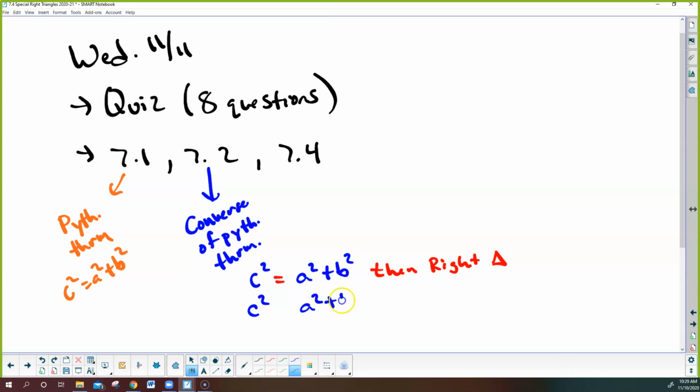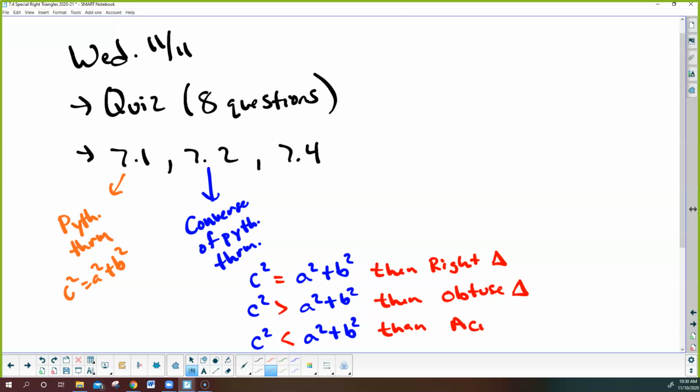Right? But what if c squared is larger? If the hypotenuse is larger than the other two sides, then we have an obtuse triangle. And what if the a squared plus b squared ends up being larger than c squared? So what if c squared is smaller than the other two sides squared? Then we have the acute triangle. So that was what 7.2 was all about.